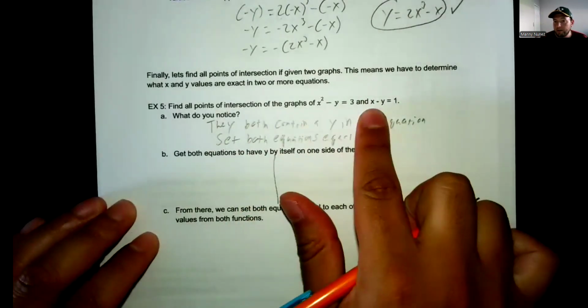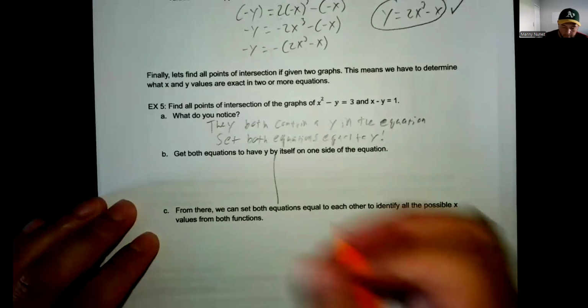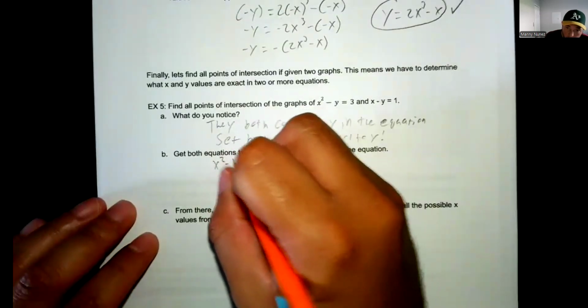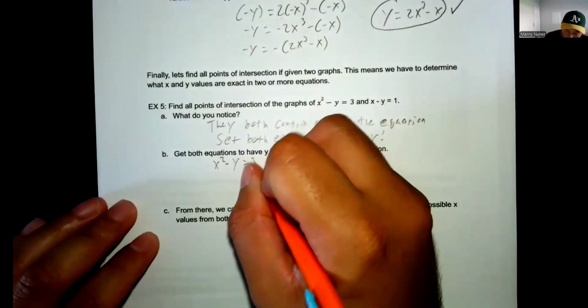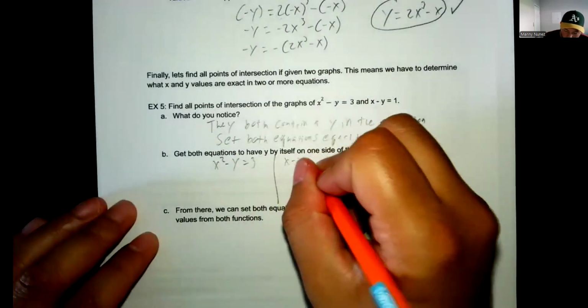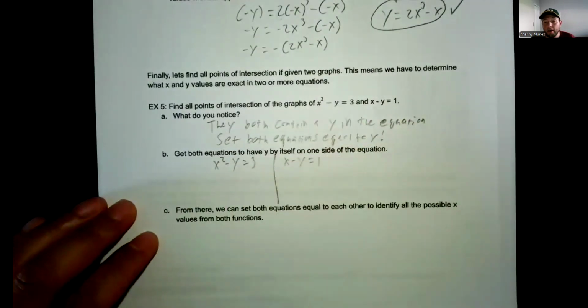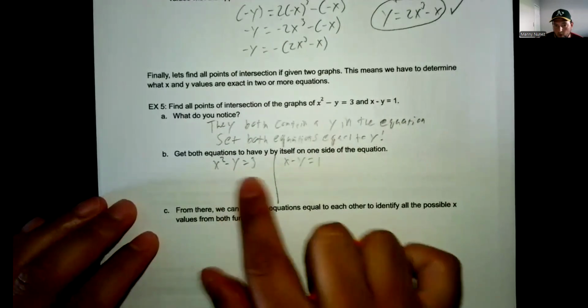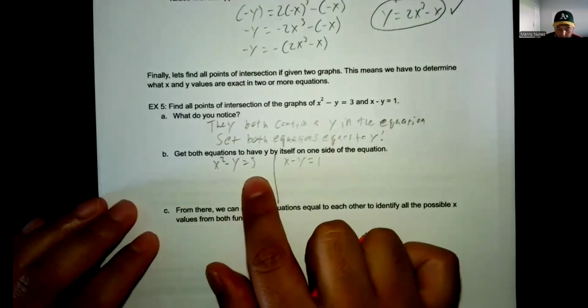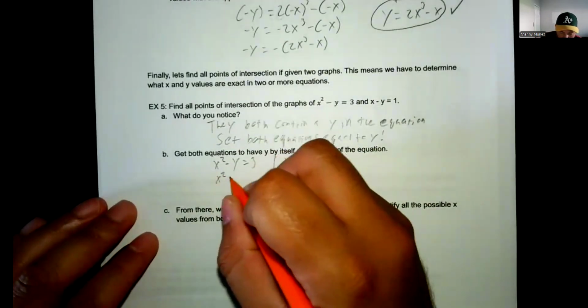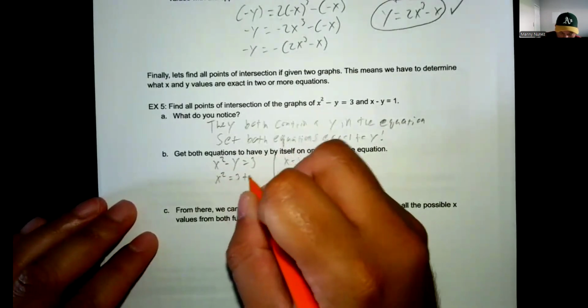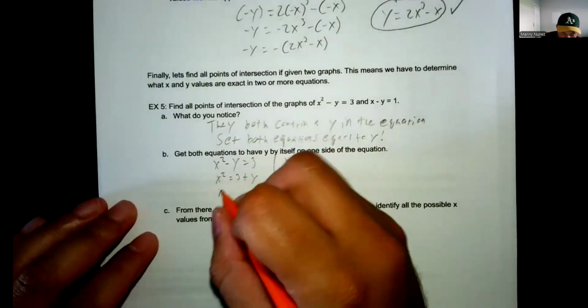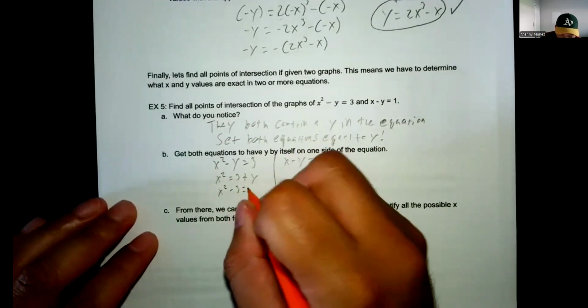I've got x squared minus y is equal to 3, and then x minus y is equal to 1 on both sides. X squared minus y is equal to 3, as well as x minus y equal to 1. Let's get y by itself on the first one. Well, I'm going to move the y to this side. I've got x squared is equal to 3 plus y. Subtract 3 from both sides. I get x squared minus 3 is equal to y.